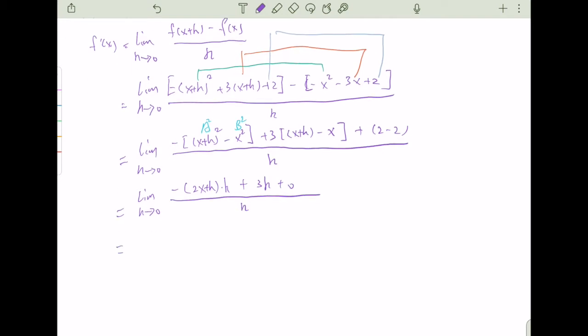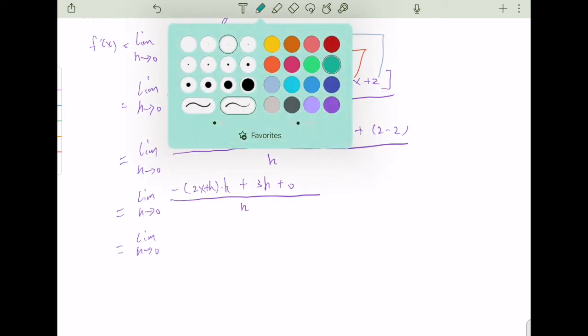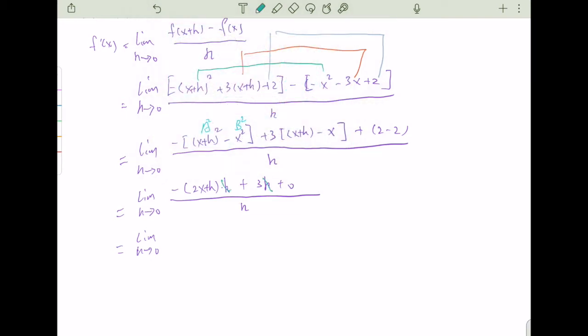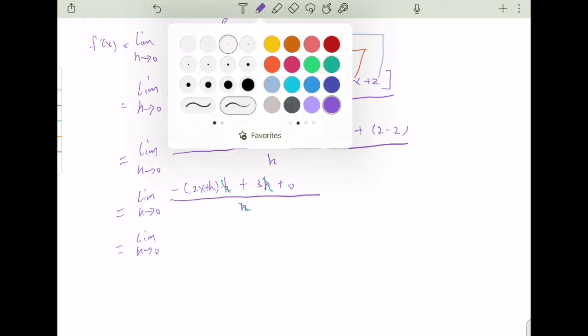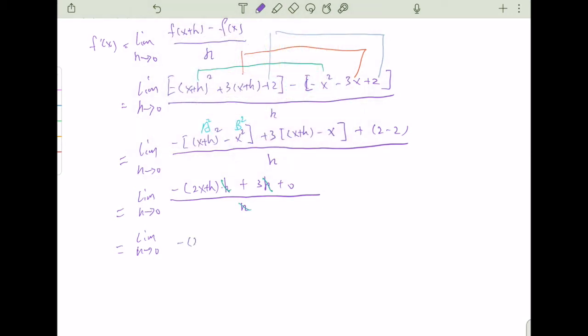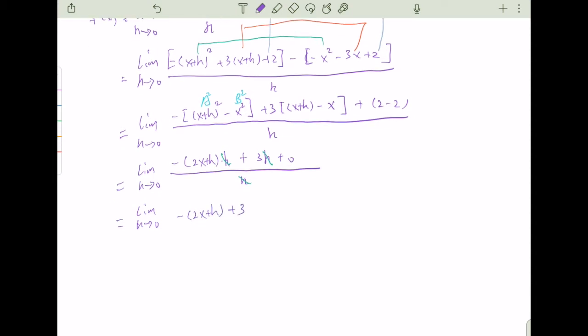And now we factor out the h and cancel that with the h in the bottom. So this h is gone, this h is gone. This is negative 2x plus h plus 3. Now we have cancelled out the 0 factor. We can just plug in h equal to 0 in this expression. So we have negative 2x plus 3.